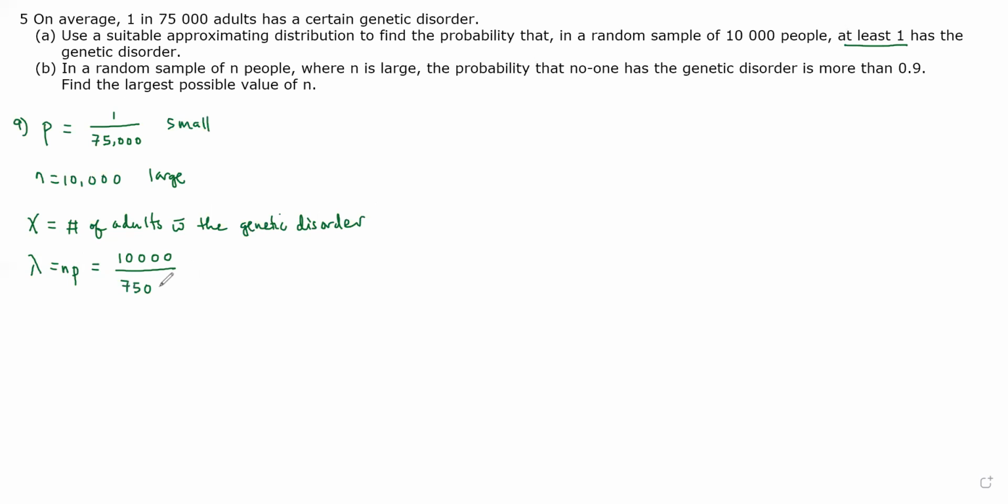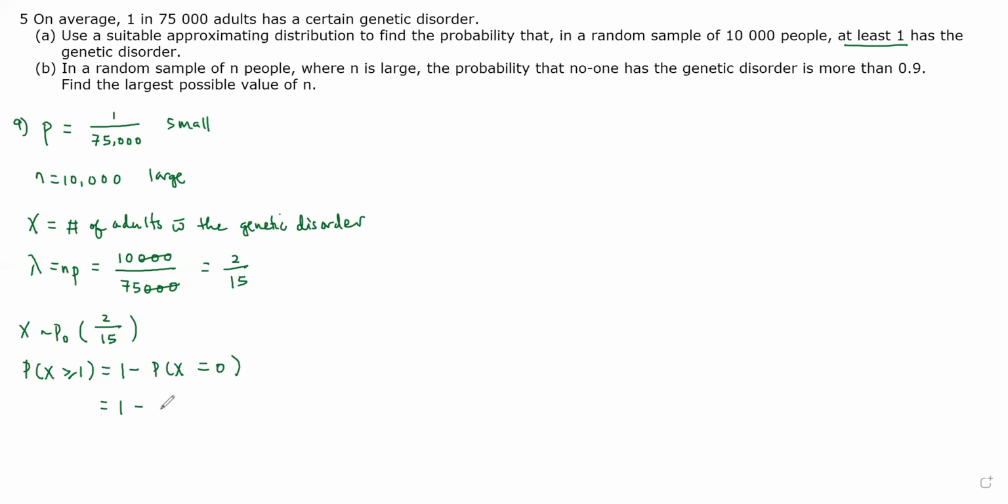We can just divide by 75,000, and that is 2 out of 15. X follows a Poisson distribution with a mean of 2 out of 15. We need to find the probability that at least one has the genetic disorder, meaning that we find the probability that X is greater than or equal to 1. We use the complement rule. This is 1 minus the probability X equals 0.